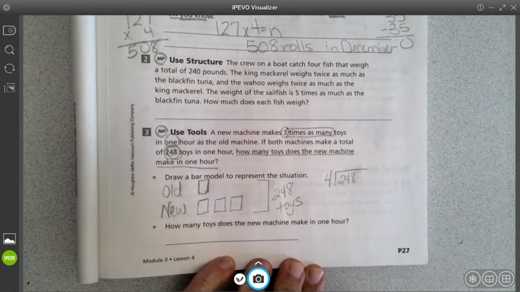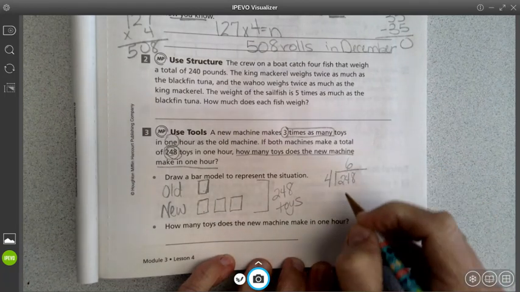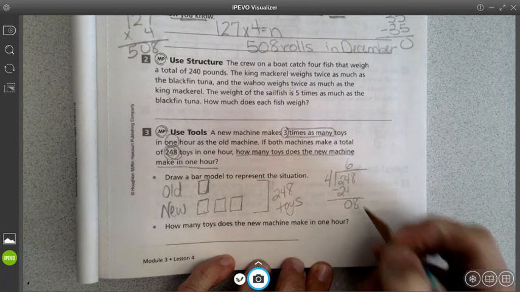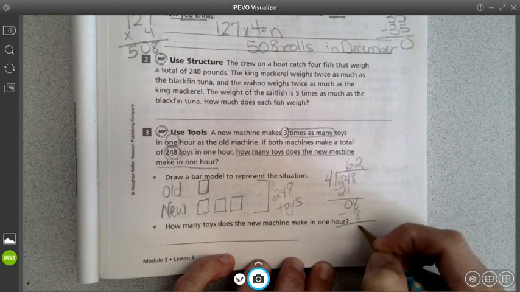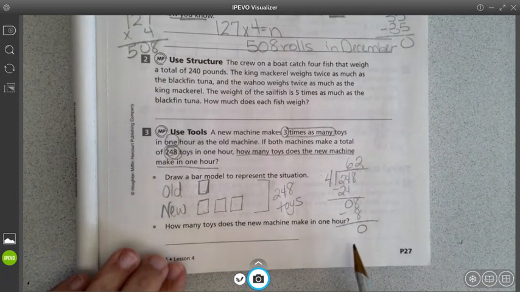So 4 cannot go into 2. 4 can go into 24 6 times. I'll subtract. Bring down the 8. 4 goes into 8 2 times. I'll subtract. How many toys does the new machine make in 1 hour?